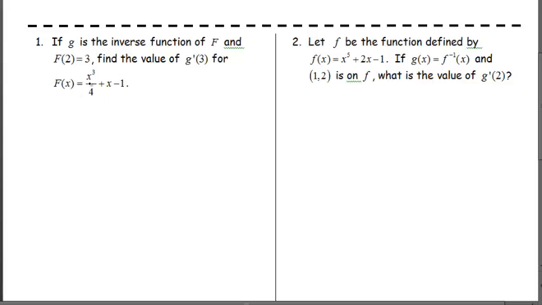Following the steps up above, we're going to find f prime, plug in 2, and reciprocate, because that reciprocal slope would be the slope on g at the inverse point. So we have the plan. Once we differentiate, we're going to plug in 2.